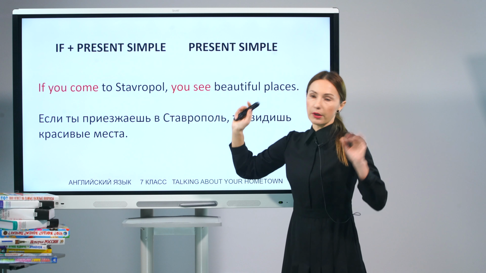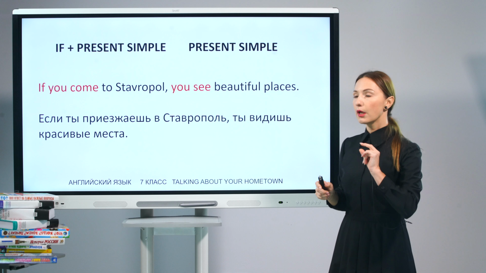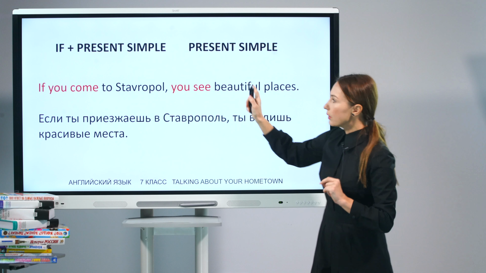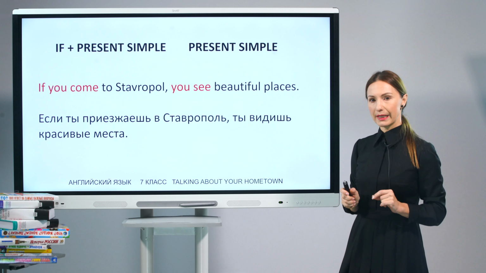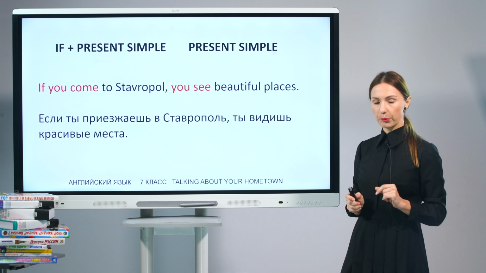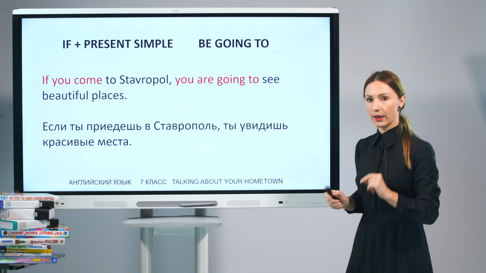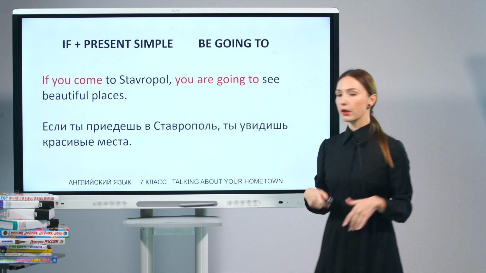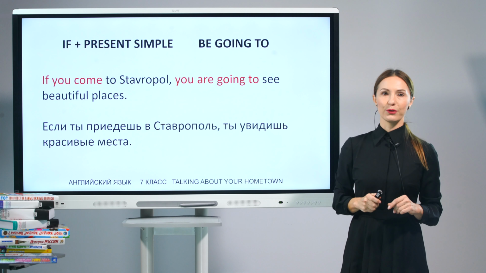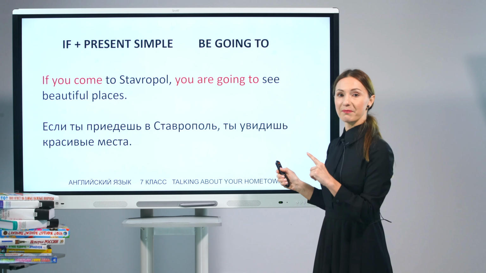Next one. If present simple, and here, present simple. Look at the whiteboard. If you come to Stavropol, you see beautiful places. You see beautiful places. Very interesting. Okay. Next one. To be going to in this part. If you come to Stavropol, you are going to see beautiful places. Good. Are you ready for the next one?